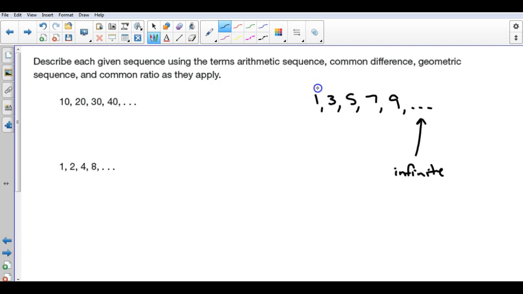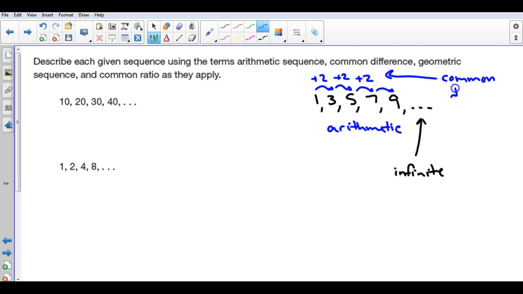It's arithmetic because what you can see happening every time is I'm adding the same amount. And that's what we talked about as more like a linear type of function where you're adding a constant amount every time. So that's what's going to make this an arithmetic sequence. And that adding 2 every time would be what's called a common difference.